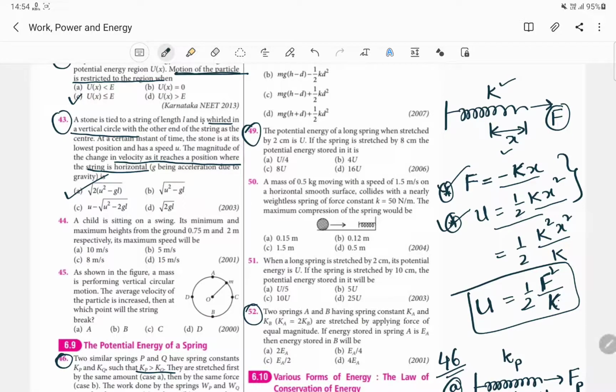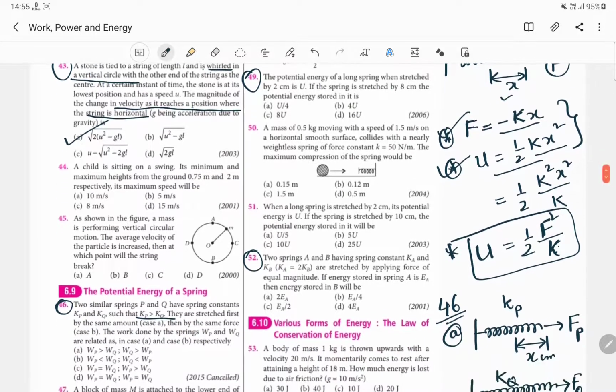And in terms of force F, how will you relate it with potential energy? It can be related as half k square x square divided by k, and we do know that k square x square will be equivalent to F square. So we can simply put this relation: U is equal to half F square divided by 2k.